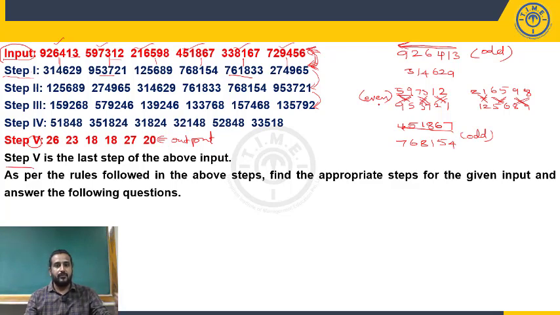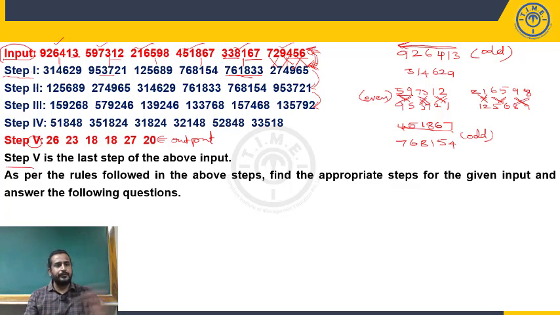Okay. So this is what we observed from the input to step 1. 338167 is an odd number. If you write it in the reverse order, 761833, perfectly matching here. 729456 is an even number, so sets of 2 elements are to be interchanged. 72 becomes 27, 94 becomes 49, 56 becomes 65. Perfectly matching. For odd, the entire number is written in the reverse order. For even, sets of 2 elements got interchanged.